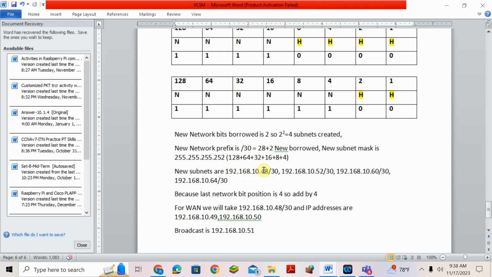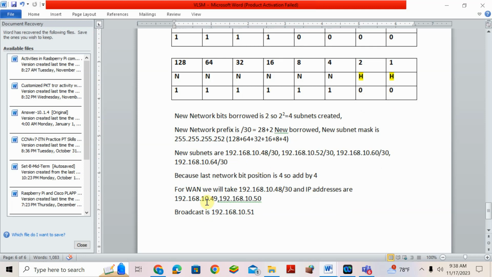Okay. What is the first IP? 48 is the network, but we have how many? Only 2 IP addresses. So 48 is network means 49 is the first IP. 50 is the second IP. Okay. 51 will be broadcast. 52 is going for the next network. Okay. So we cannot take 52. 51 also we cannot take because it is broadcast. So what we have is 49 and 50.